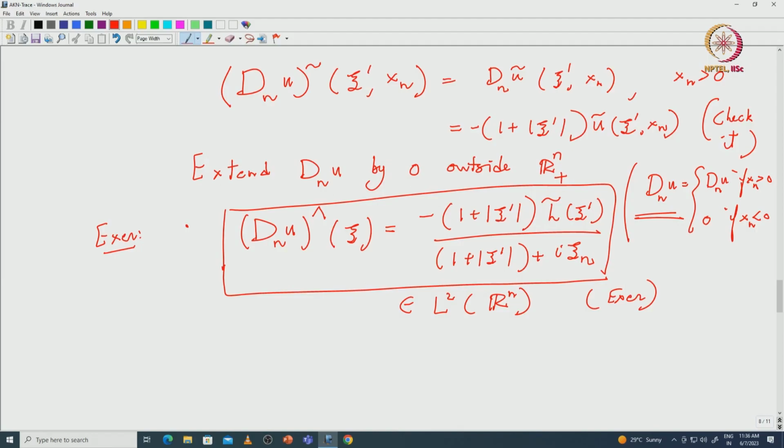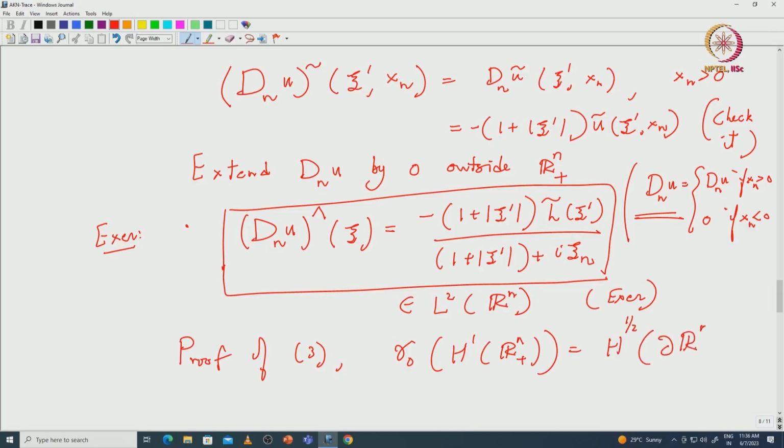Okay. All right. And we already seen that, so the third part is proved. So the proof of 3, that is gamma naught of H1 of Rn plus equal to H half of the boundary of Rn plus, is complete. The last part of the proof I will come to a little later, soon.